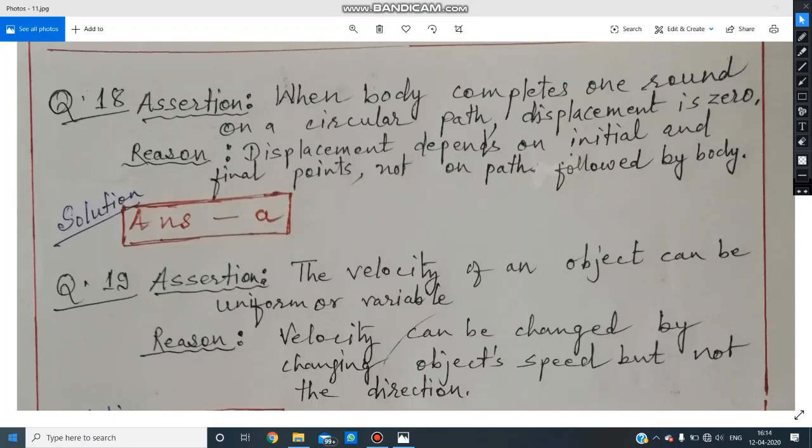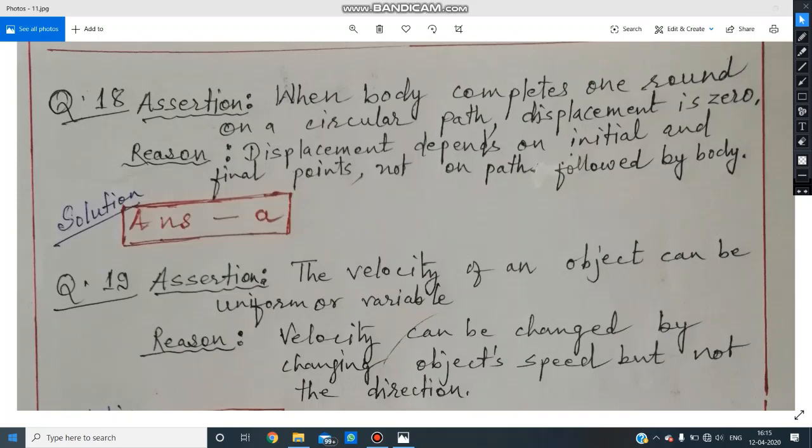Assertion: velocity of an object can be uniform or variable. I hope you all are aware of this fact that velocity definitely either can be uniform or it can be variable. Variable means the changing velocity. Reason: velocity can be changed by changing object's speed but not the direction. Velocity can be changed by changing object's speed.